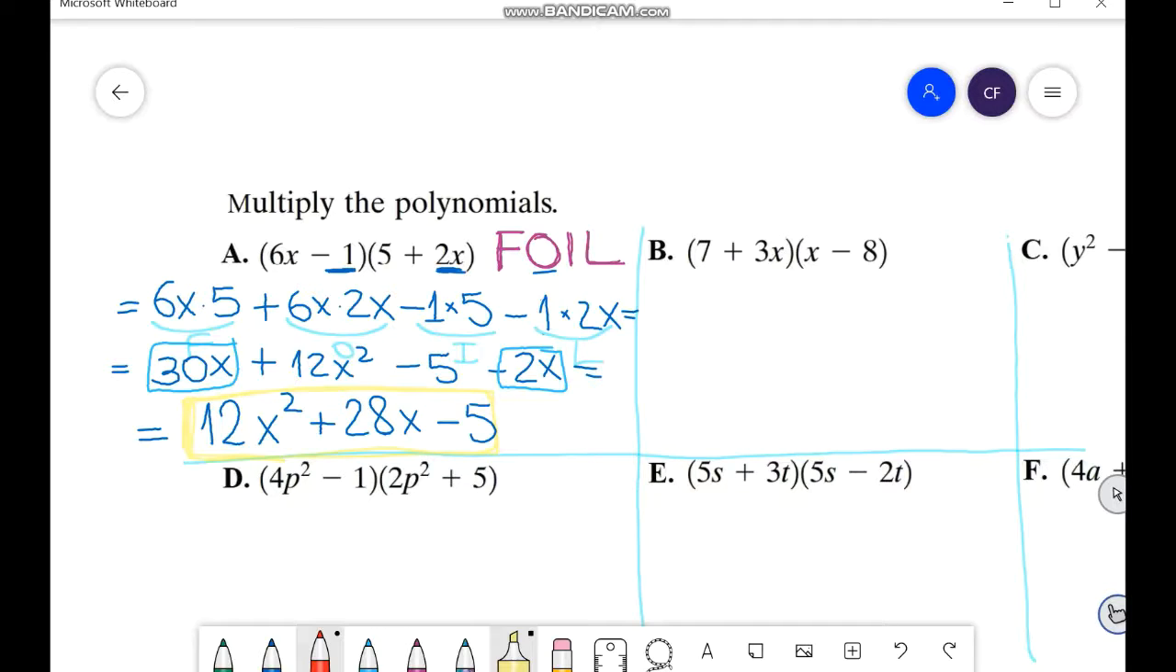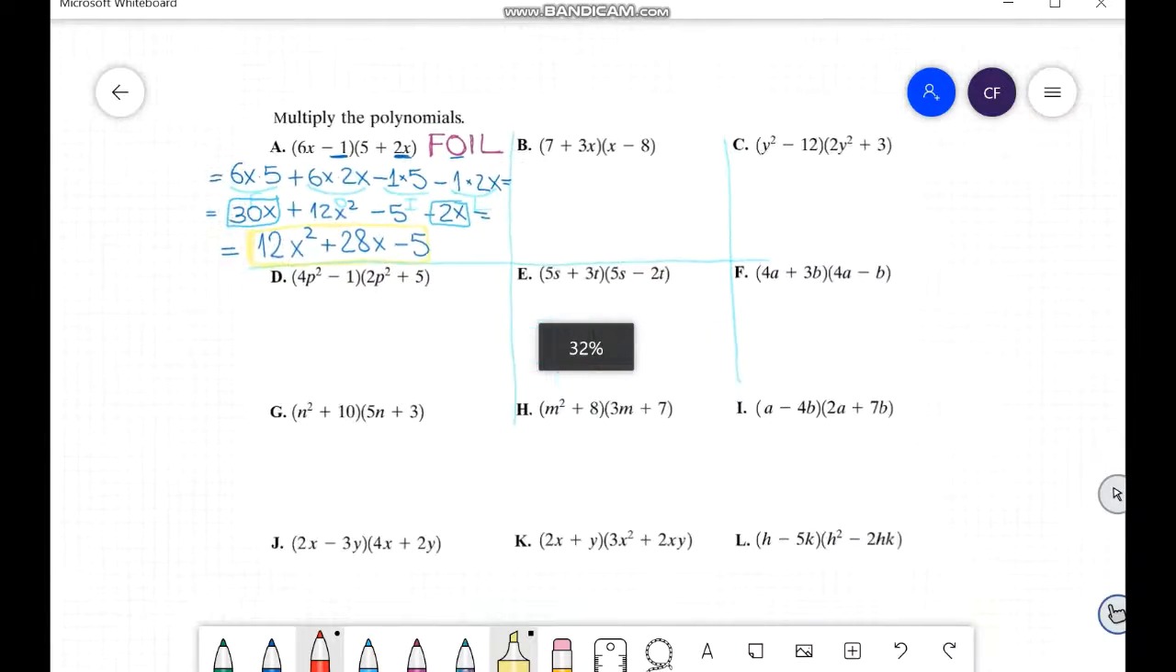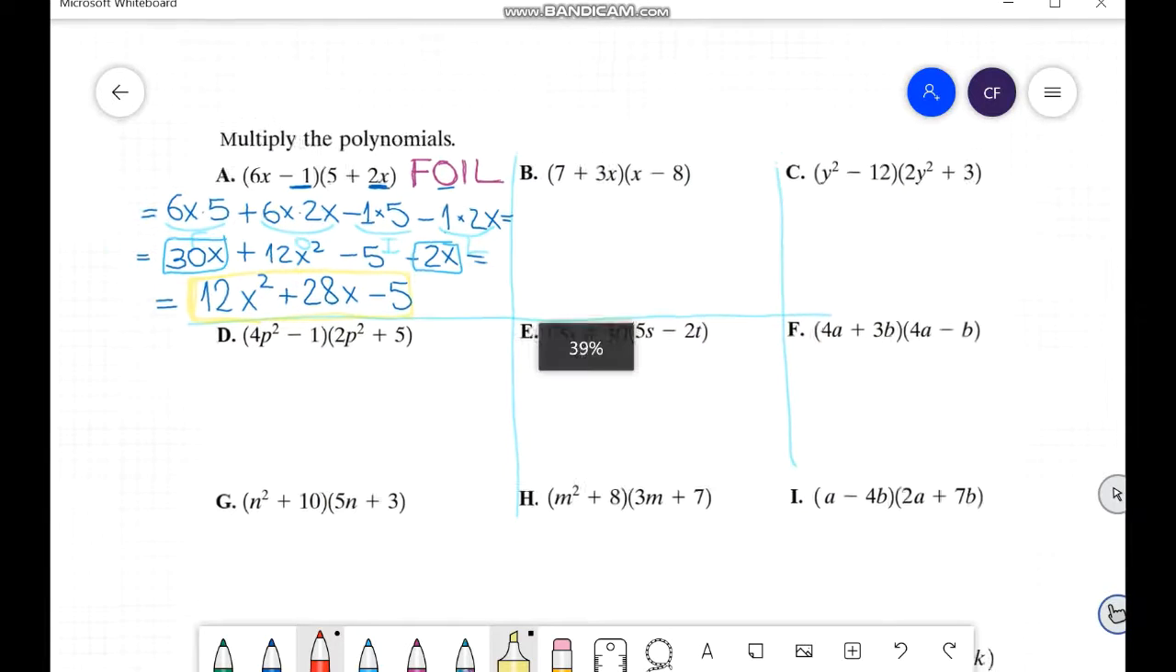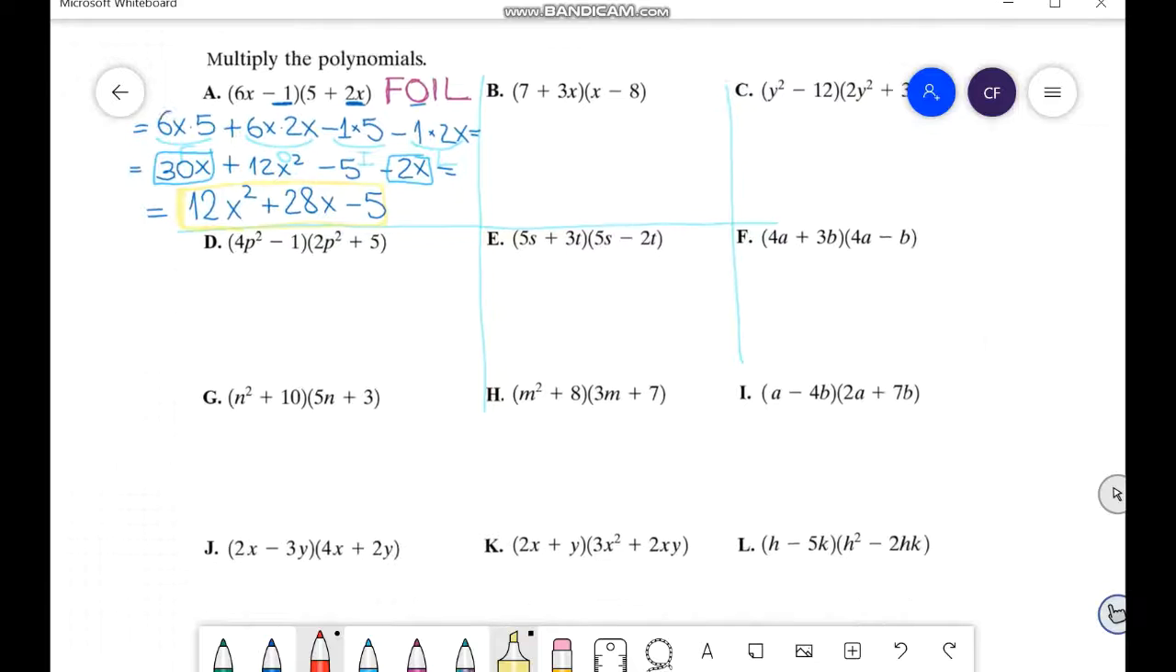All right, this is the FOIL method. You can apply the same thing to each question here of the quiz today. And remember that the FOIL method only applies to binomial times binomial. And that's the reason on the quiz today we only have binomial times binomial.